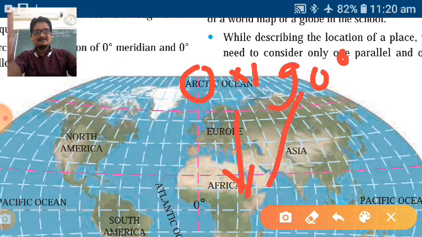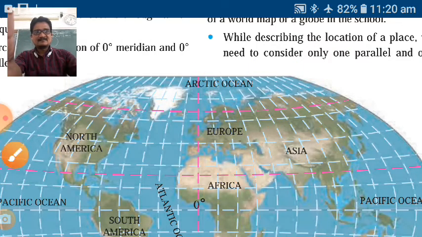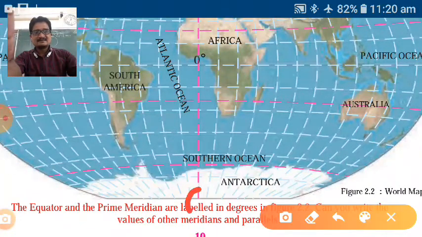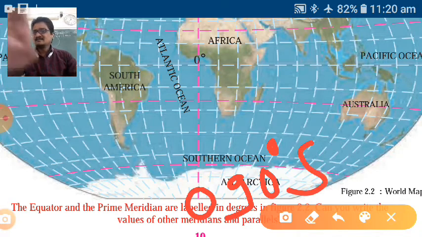Just as we are going here north, then see, this is 90 degrees south. So these meridians converge at 90 degrees north and 90 degrees south parallels.